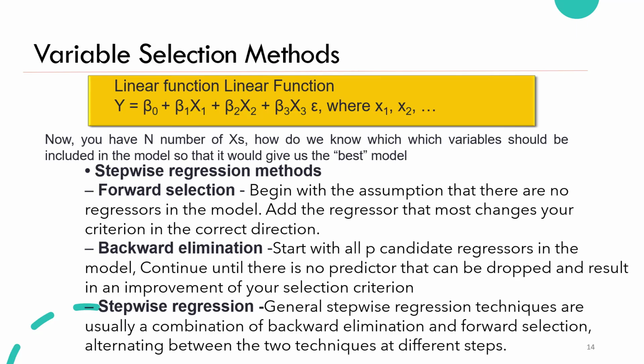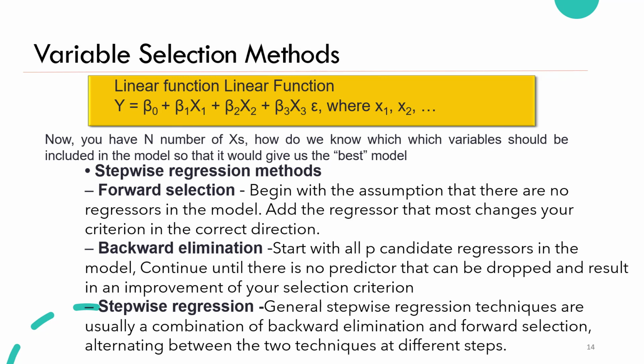Variable selection in linear regression refers to the process of choosing which independent variables to include in the regression model. The goal is to find the best combination of variables that can accurately predict the dependent variable. There are three popular variable selection methods. First is forward selection, then backward selection, and last, stepwise regression.